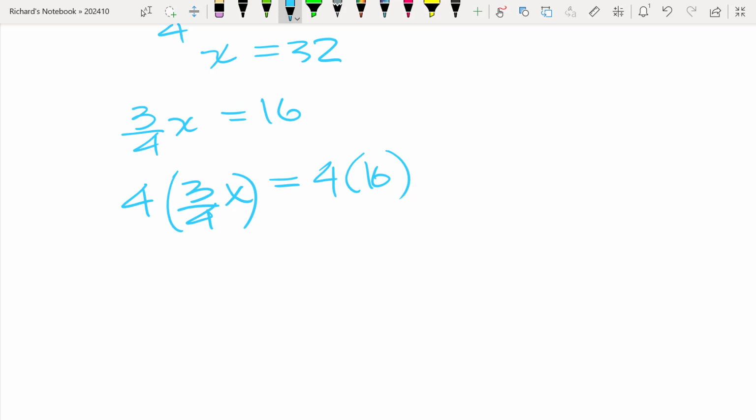I'm now going to multiply out the first item on the left of the equal sign. So 4 times 3 is 12. And since it's 4 times 3x, it's 12x. And that's divided by 4. That is equal to 4 times 16, which is 64.